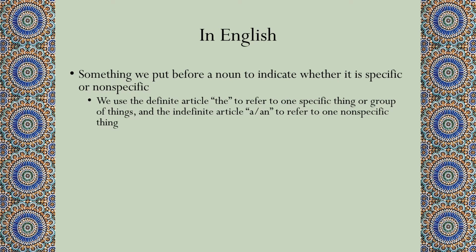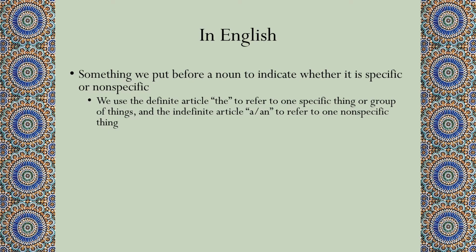So first we'll look at articles in English, and then we'll use our knowledge of articles in English as a springboard to make a comparison to articles in Arabic. So what is an article? Briefly put, an article is something we put before a noun to indicate whether it is specific or non-specific. In English, we use the definite article the to refer to one specific thing or group of things, and we use the indefinite article a or an to refer to one non-specific thing.